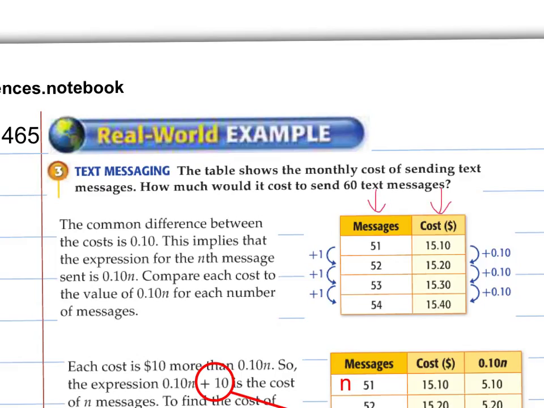So we notice that we're going up 10 cents for every message sent. What this means is the common difference between the costs is 10 cents. It implies that the expression for the nth term is 10 cents times n, where n represents the number of messages. So 10 cents per message. So we can use this to compare the cost of each message.